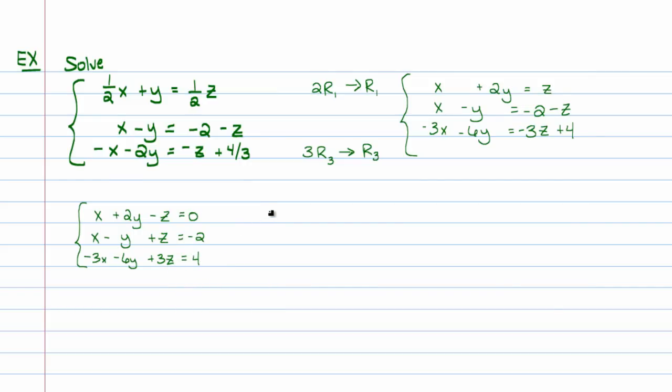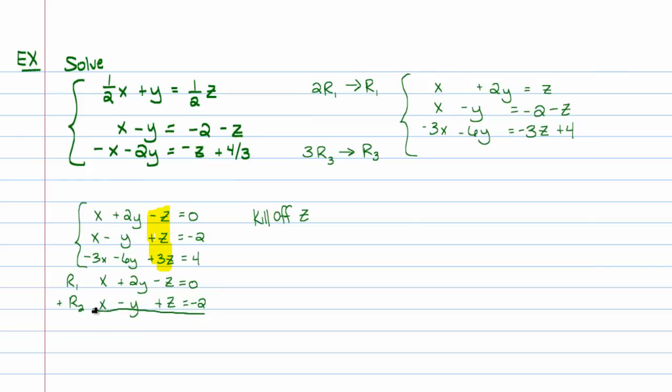I have to figure out which variable to kill off. I think I'm actually going to, again, kill off the variable z here. It looks like it'd be a nice, fun variable to kill off, so we'll do that. The way I'm going to do this is I'll take first row 1 and add it to row 2. That'll kill off a z. So we have x plus 2y minus z is equal to 0. And we'll also have an x minus y plus z is equal to a negative 2.